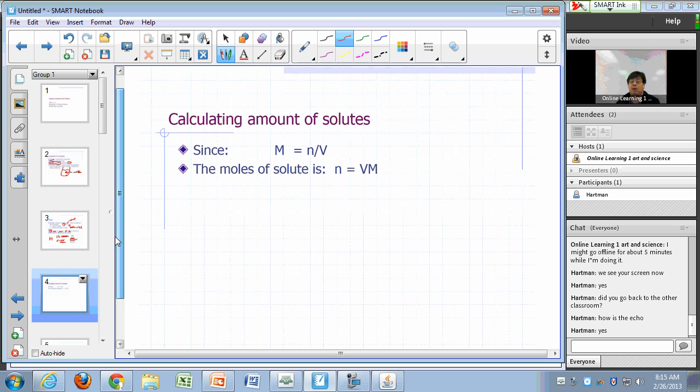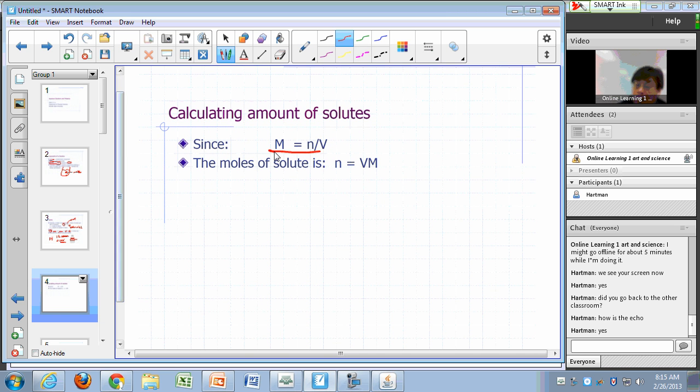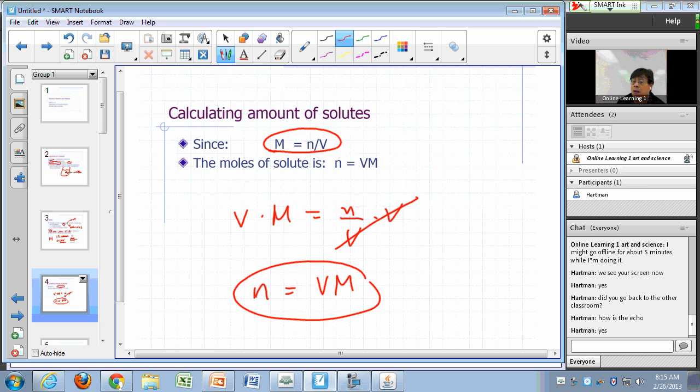So since molarity is moles per liter, we can rearrange this equation and solve for n. Molarity is moles over volume, moles per liter. You multiply both sides by volume, and you can solve for the number of moles. It's just molarity times volume, or volume times molarity. So if you have a solution in the lab and it has a label on it, the molarity is given on it, then you can figure out how much solute a given volume of that solution will contain.